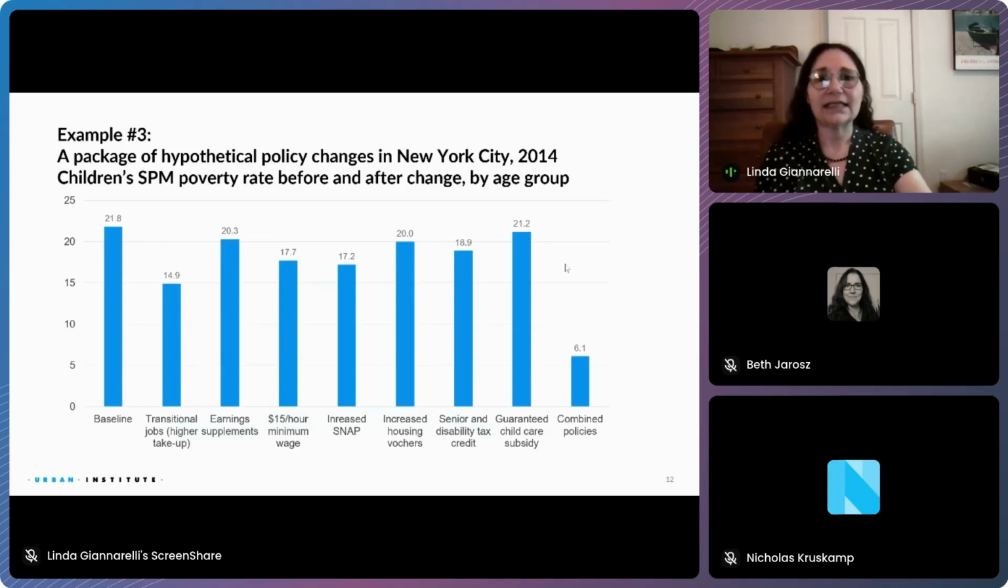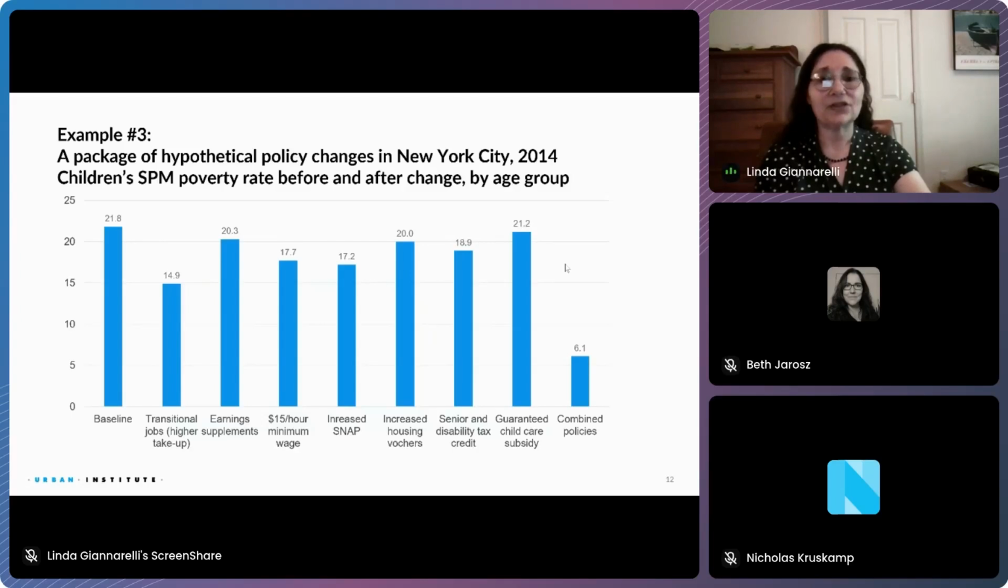Each of the other bars is a policy option, from a transitional jobs policy, which we estimated would reduce child poverty to 14.9%, to a guaranteed child care subsidy in the next to the last bar, which we estimated would reduce child poverty only from 21.8 to 21.2%. But look what happens in that last bar. We combined all of the proposed policies for New York City. These were policies produced by a group of nonprofits. We combined all those policies, and the child poverty rate dropped to 6.1%.